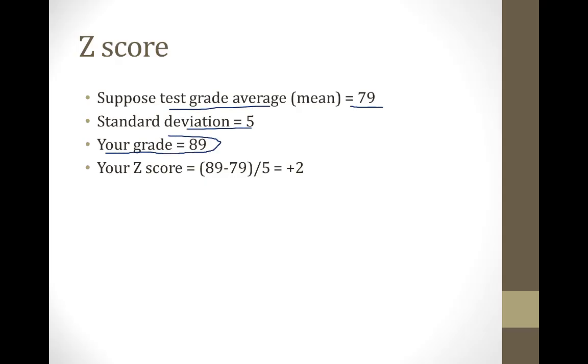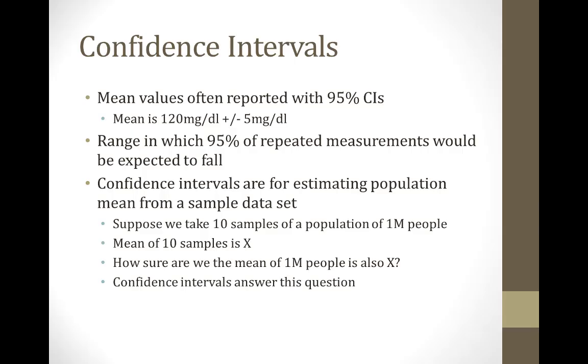If your score on the test was 89, then your z-score would be 89 minus 79, which is 10, divided by 5, or +2. You would be 2 standard deviations away from the mean, and therefore your z-score is +2. The final measure of dispersion I want to discuss are the confidence intervals.